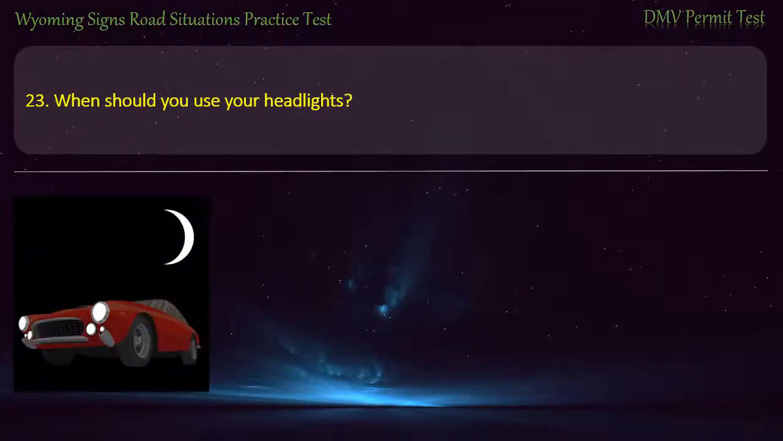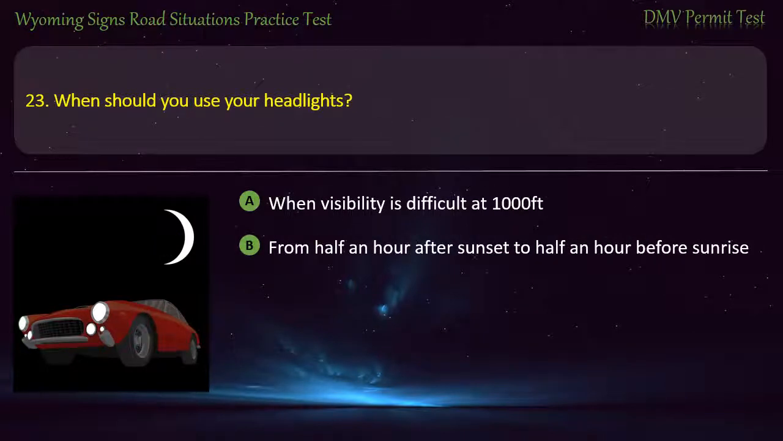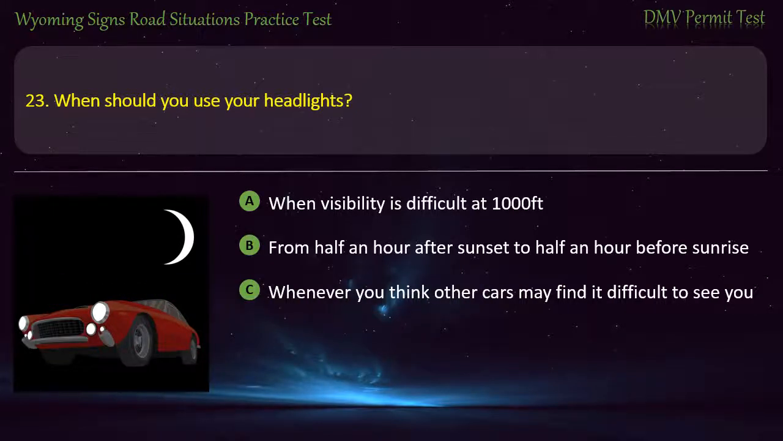Question 23. When should you use your headlights? When visibility is difficult at 1,000 feet. From half an hour after sunset to half an hour before sunrise. Whenever you think other cars may find it difficult to see you. All of the above. Answer. All of the above.